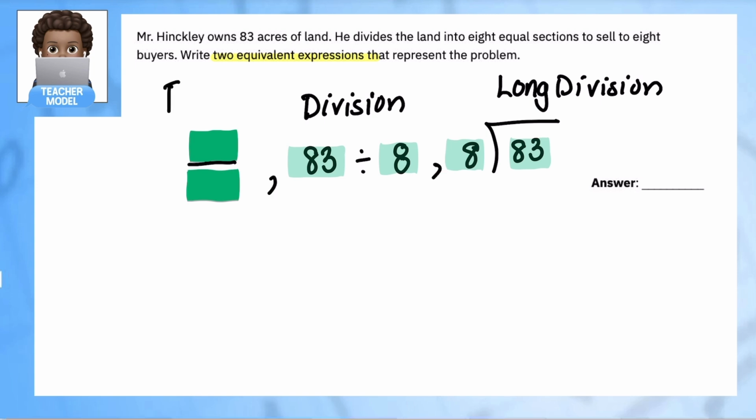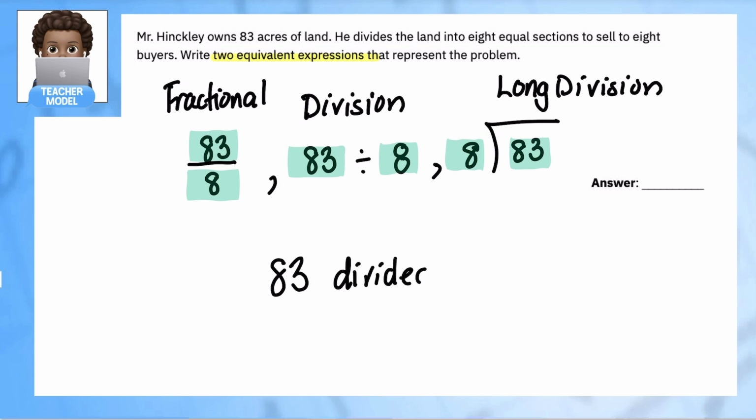And let's look at it in fractional form. Oops, I didn't make it look like fractional form. And so which number is being divided? That's our numerator. The 83 is being divided, so that number is on top, by 8. So all of these say the exact same thing. 83 divided by 8. Check off your work, and we're going to go to the next guided practice problem.